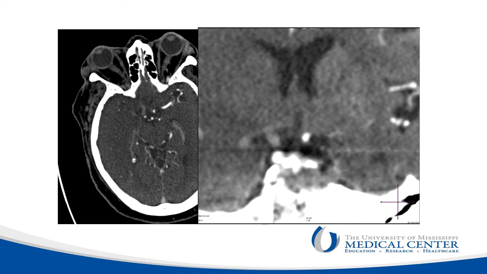When we look at the angiogram, we can see that there is no enhancement of that dense ICA. We can also see that there's no enhancement in the right M1 segment or that right A1 segment. Now, why might that have caused the perfusion abnormality we saw?